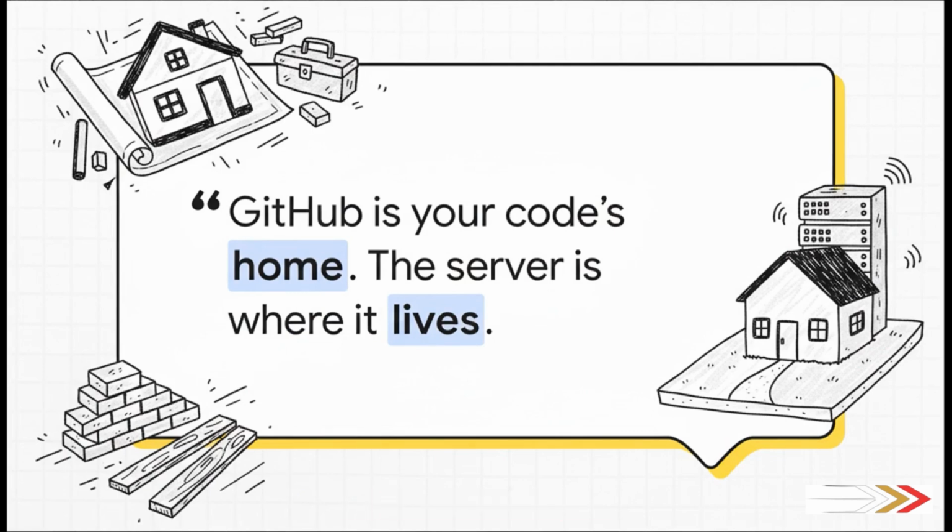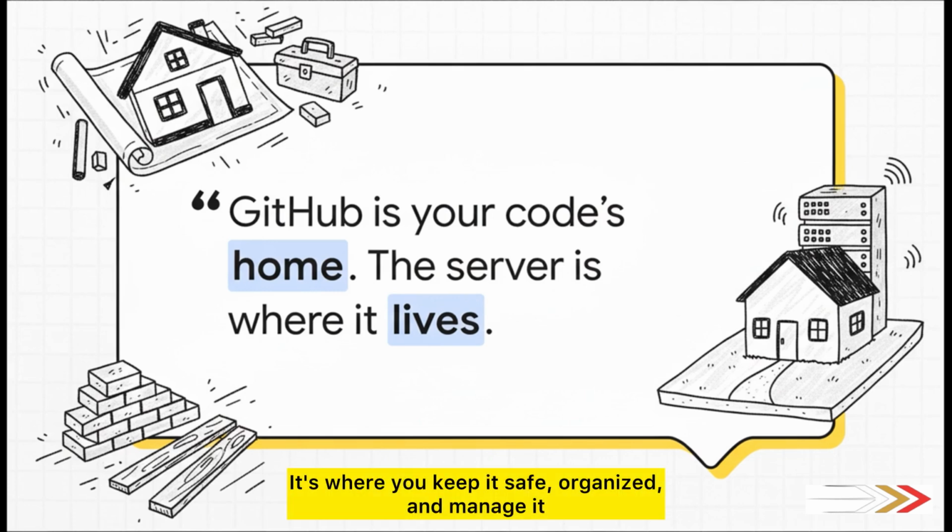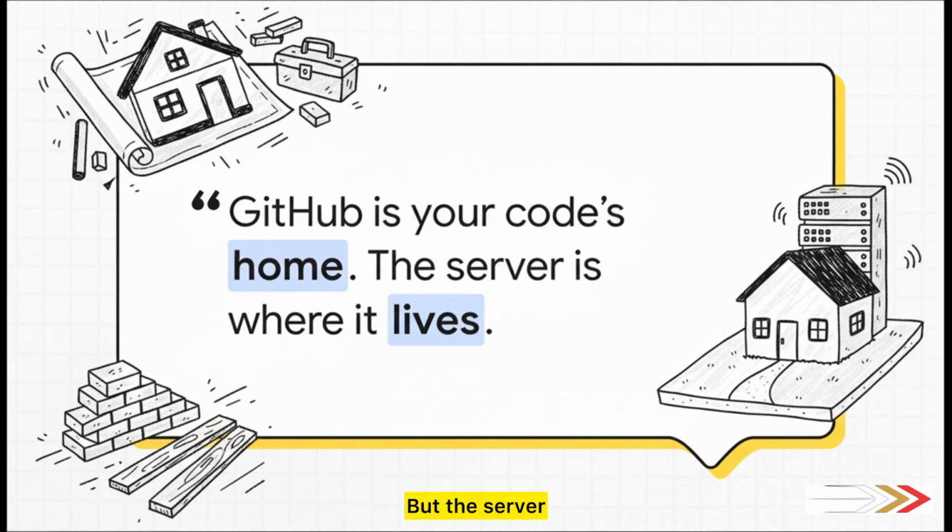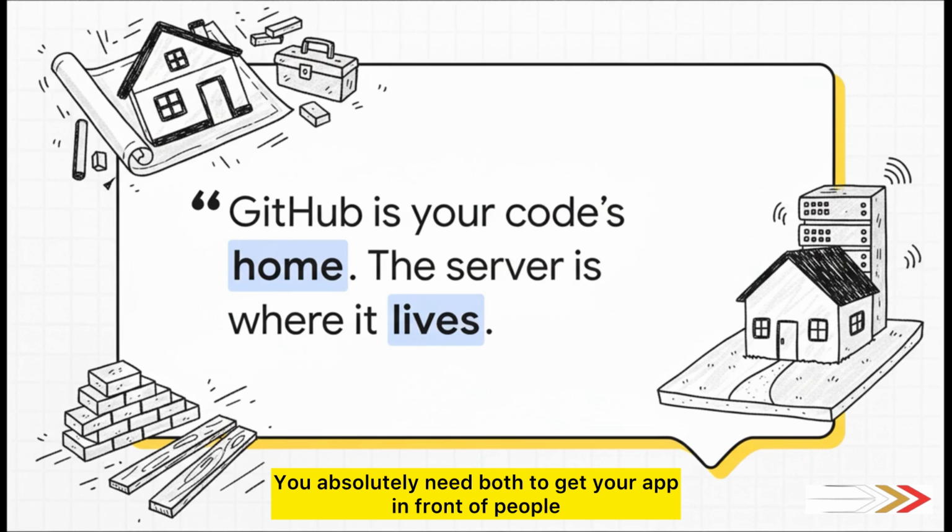I love this analogy because it just clicks. Think of it this way. GitHub is your code's home. It's where you keep it safe, organized, and manage it. But the server is where your code lives. It's out there, running, doing its thing. You absolutely need both to get your app in front of people.